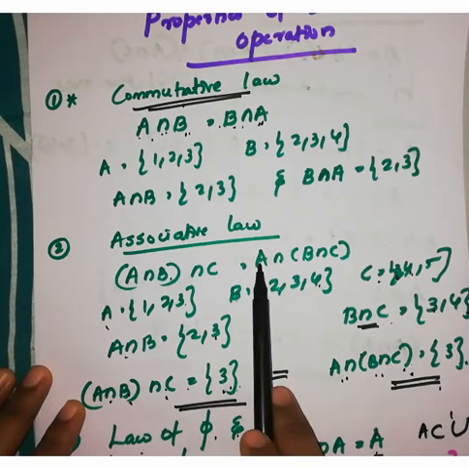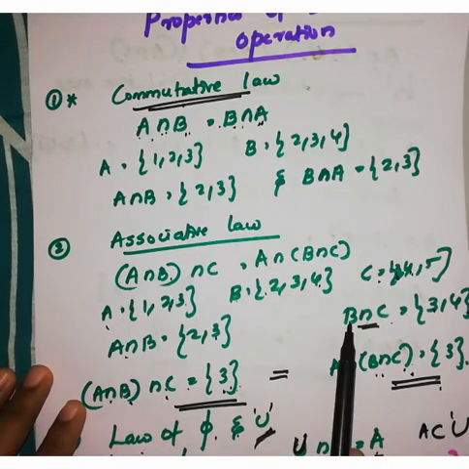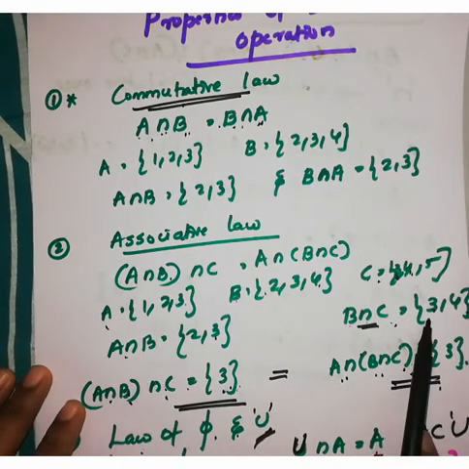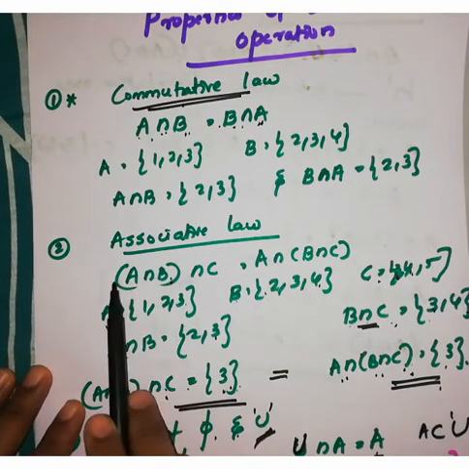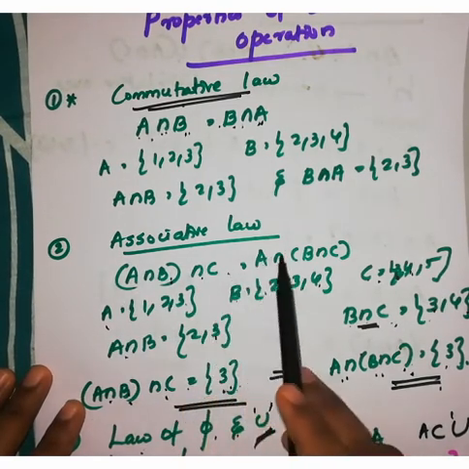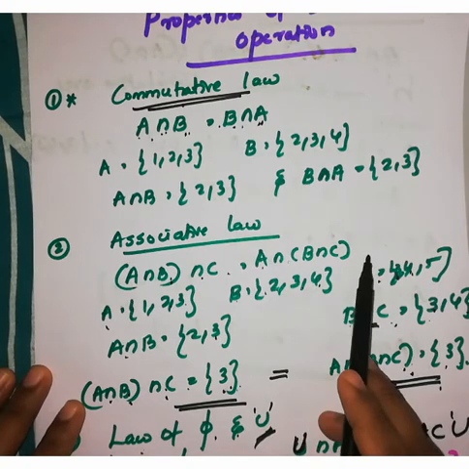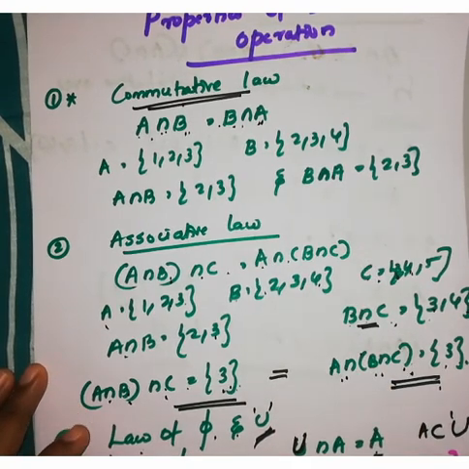Next we are intersecting this set with set A. That is A intersection B intersection C is equal to, what is the common element here? 3. So we can see that (A intersection B) intersection C is equal to A intersection (B intersection C). That law is known as associative law.